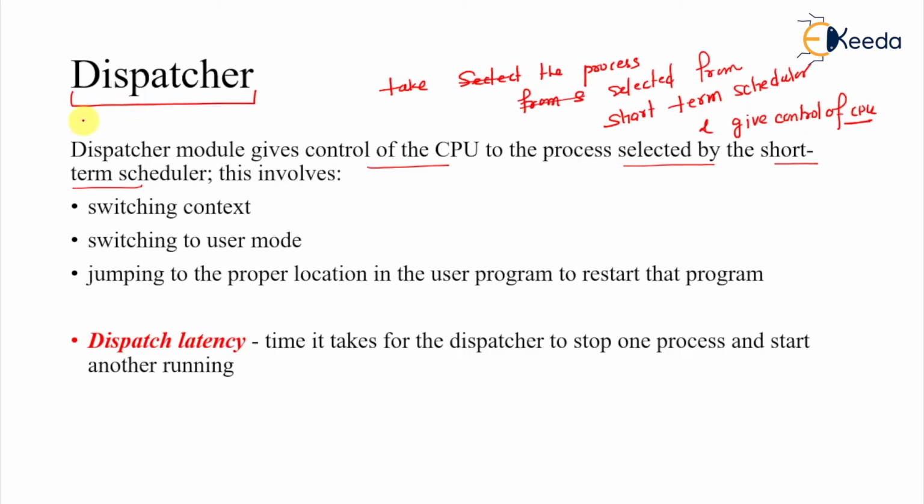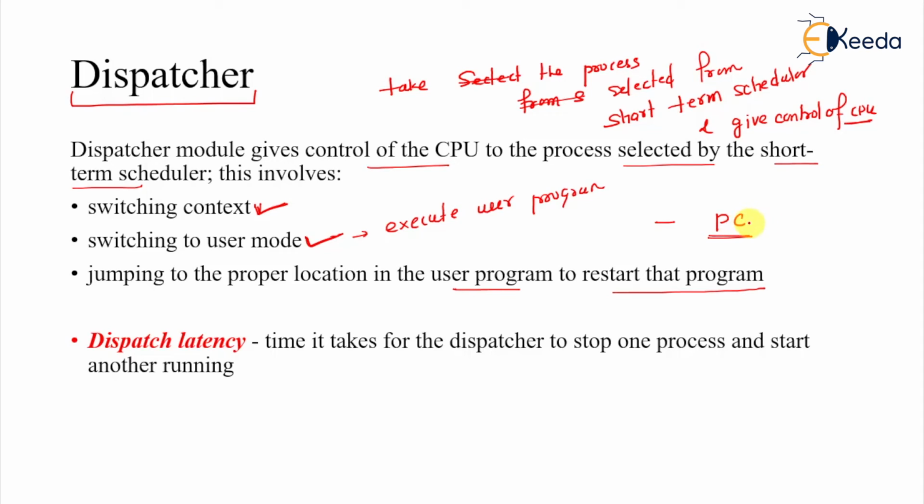Now understand the difference. One is only the selection process, and the second is giving the control. The tasks involved in giving control to the CPU are context switching, which we have done, and switching to the user mode. User mode allows them to execute the user program, and then jumping to the proper location of the user program and restarting the program. If it has already executed, then we have to take the value of the PC, the program counter, go to that place and finally execute it.